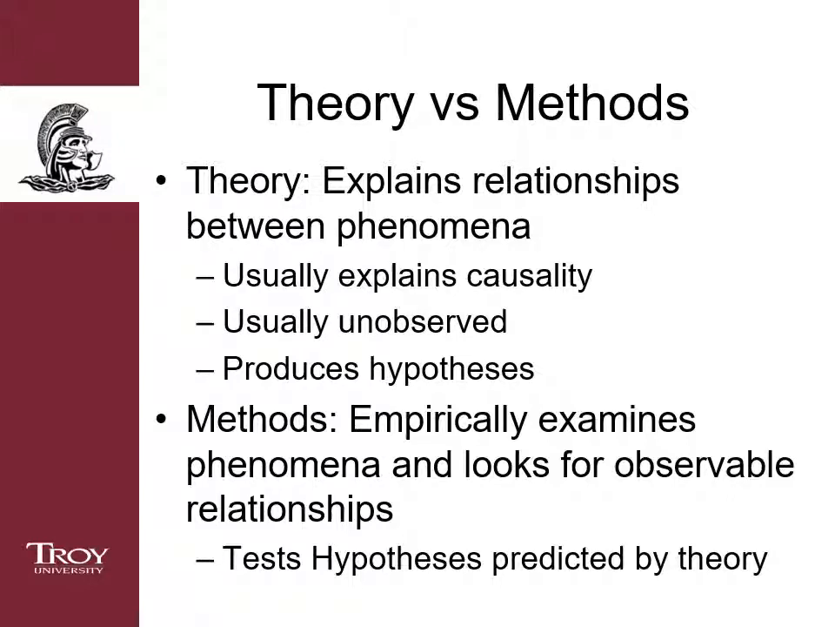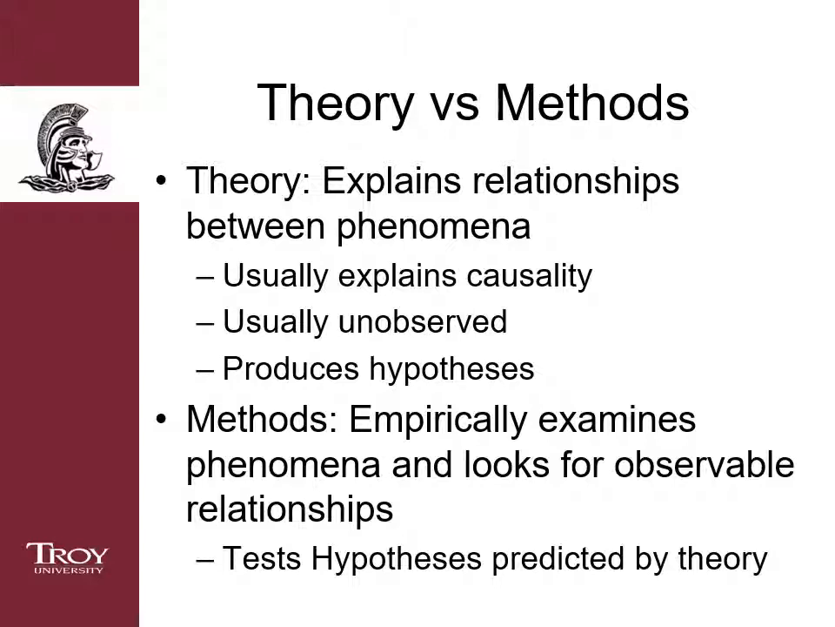It creates, from an unknown unknown, a known unknown, to use Rumsfeldian terms. And this happens most obviously and explicitly in terms of producing hypotheses. A theory will say, look, this is what we think is going on. And a hypothesis is an observable relationship predicted by the theory that can be tested empirically. That's what hypotheses are.